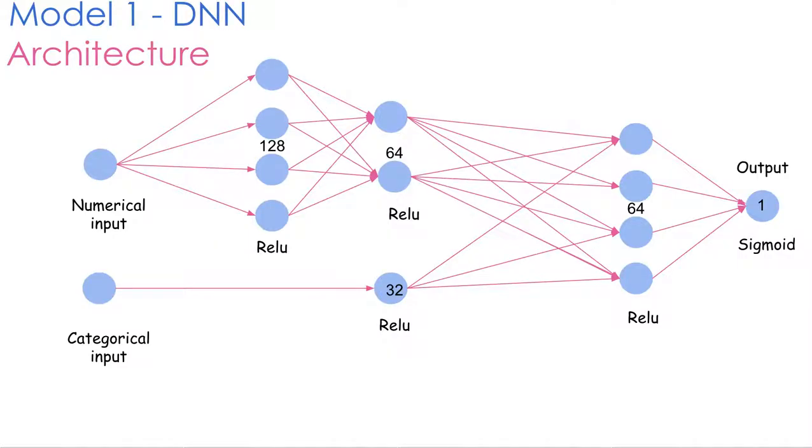The architecture of the DNN is like this. For numerical data, we use two hidden layers with 128 and 64 nodes. For categorical data, which is the name of the asset code, we use a 32-node hidden layer. Then we concatenate them together with one more layer with 64 nodes. Finally, an output layer.